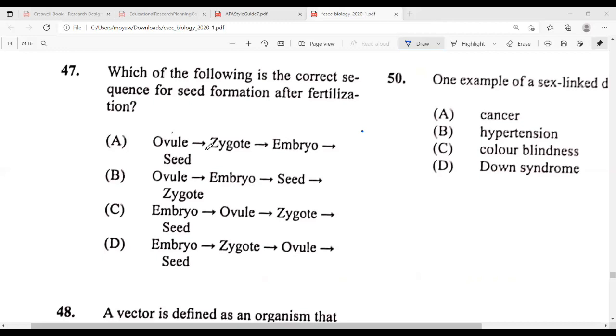For the most part, we know we should end with the seed. So everything except B ends with the seed. The next thing that we should know is that we have to start with the ovule. So everybody else would have been out of it, because A is the only one that starts with the ovule. So it's from the ovule to the zygote, then the embryo to the seed.